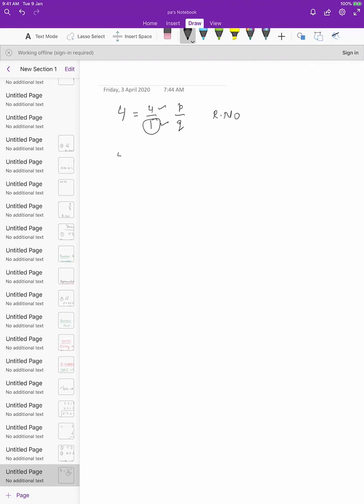Similarly, if I pick up any other natural number, say 5, it is again in the form of p by q. Similarly 6, 7, 8, 9, 10, and so on. So, can I say all natural numbers are rational numbers? We can say yes.